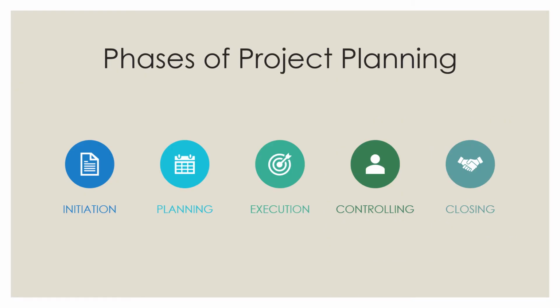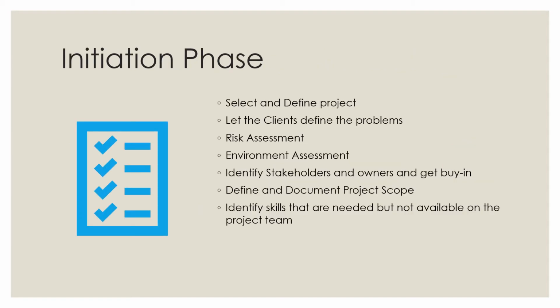So now I will tell you some phases of project planning. A project has 5 phases, which are the following: initiation, planning, execution, controlling, and closing. Let me tell you what the initiation phase is. In the initiation phase, the project is selected and defined. If you select the wrong project, you would be wasting your time and effort.